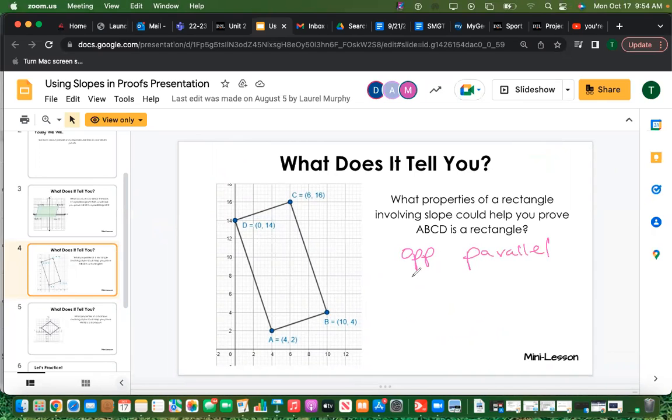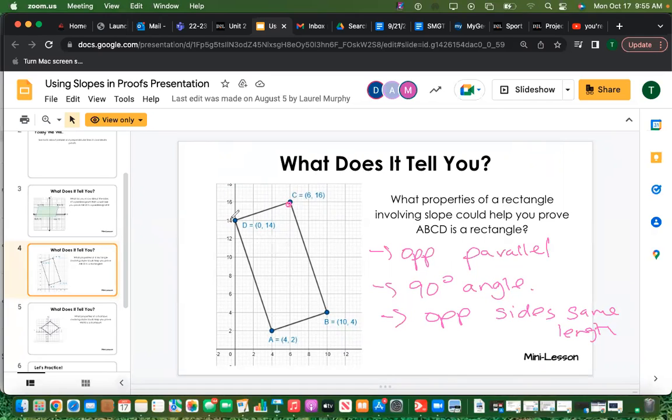Okay. And then y'all learned something about them being 90-degree angles and something about the fact that opposite sides are the same length, right? Okay. So what properties of a rectangle involving slope could help you prove that ABCD is a rectangle? So really we're focusing on the opposite sides are parallel.